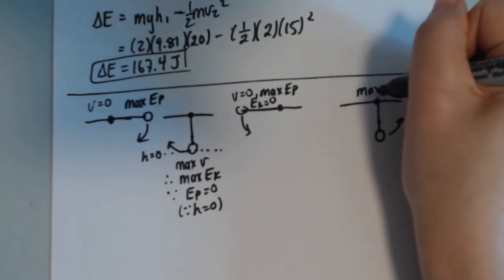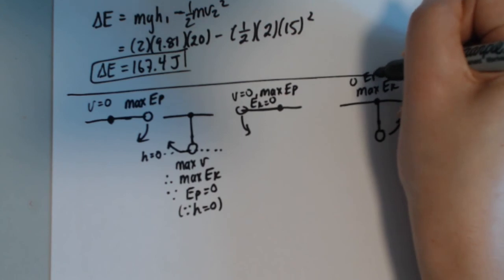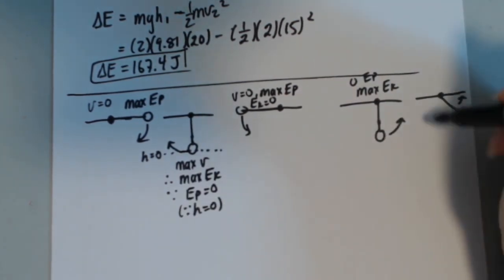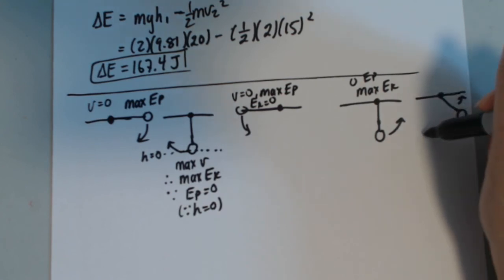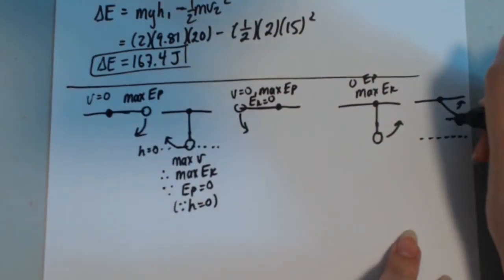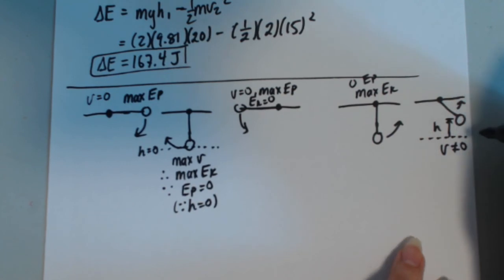We have our maximum kinetic energy again here, and we have 0 potential energy. Now, the reason I wanted to include this too is because here there's a combination of the two. It's not at its lowest point, so it does have some potential energy stored inside of it, so it's at some height h, but at the same time it has some non-zero velocity v. So here it has a combination of kinetic energy and potential energies.